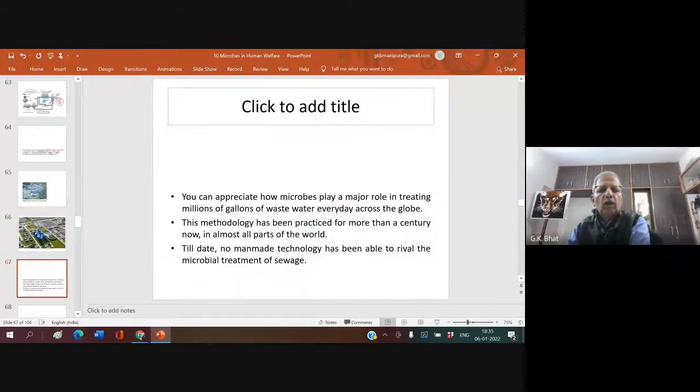You can appreciate how microbes play a major role in treating millions of gallons of wastewater every day across the globe. This methodology has been practiced for more than a century now in almost all parts of the world. To date, no man-made technology has been able to rival the microbial treatment of sewage. We are always dependent on this microbial treatment of sewage.